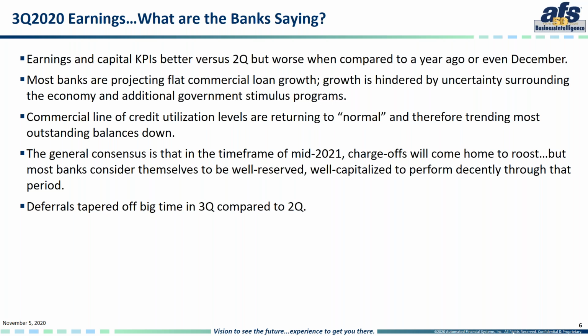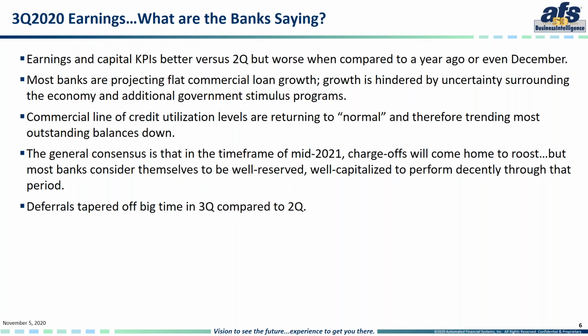Next, banks are also reporting a, quote, normalization in line utilization when compared to the high rate seen in March and April. And we'll see more on this topic a little bit later. And finally, credit quality is taking center stage, with the general expectation that charge-offs will increase and peak sometime in 2021. Complicating matters is that many loan deferrals are expiring soon, and banks anticipate far fewer commercial borrowers receiving a second deferral.